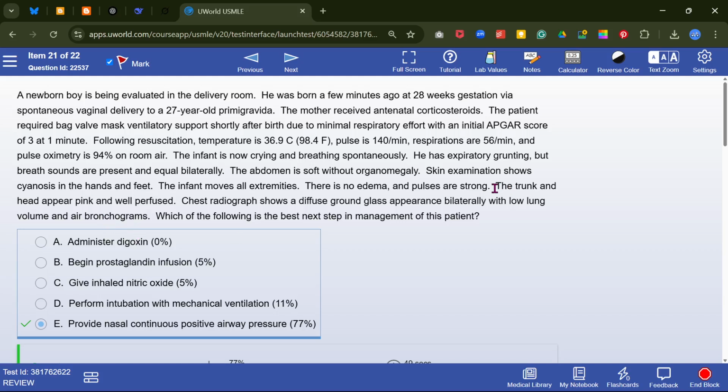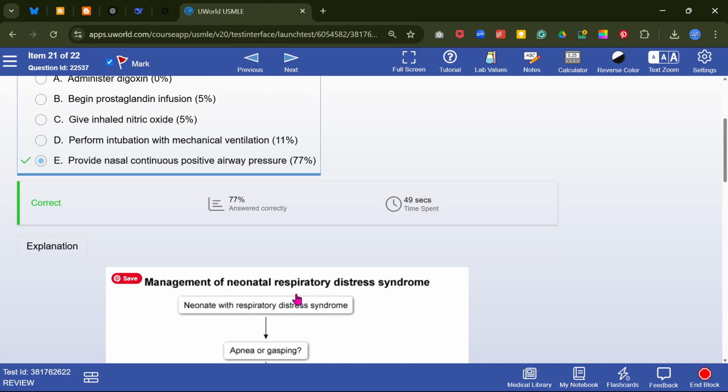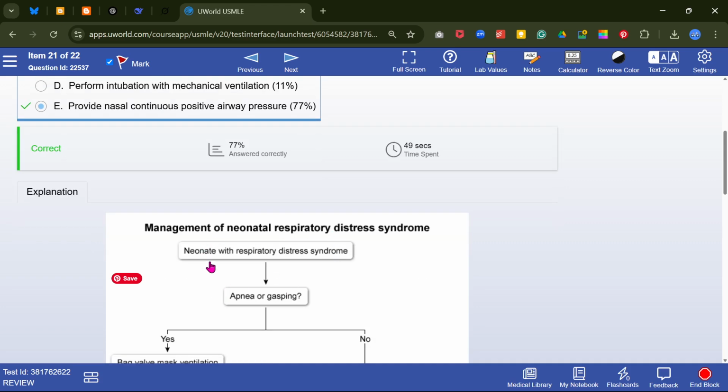The trunk and the head appear pink and are well perfused. Initially, skin shows cyanosis in the hands and feet, but the head appears pink and well perfused. So what is the next best step? Next best step, first provide nasal CPAP. So NRDS, neonatal respiratory distress.